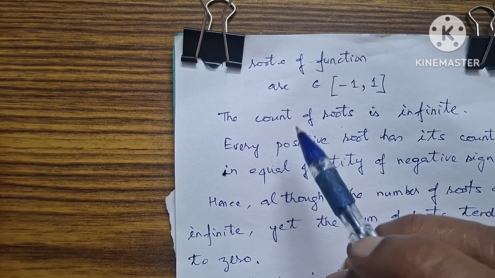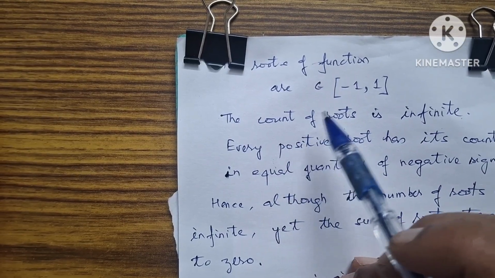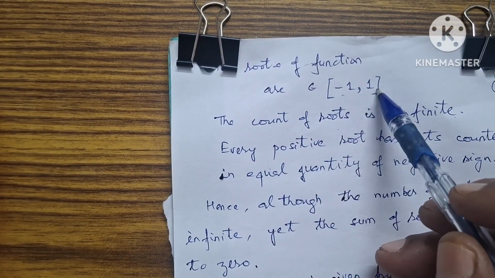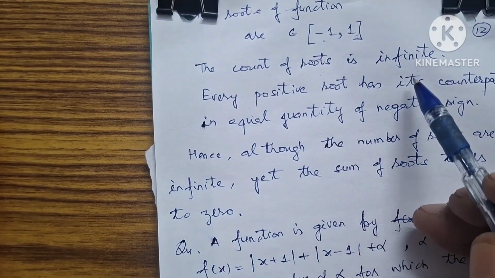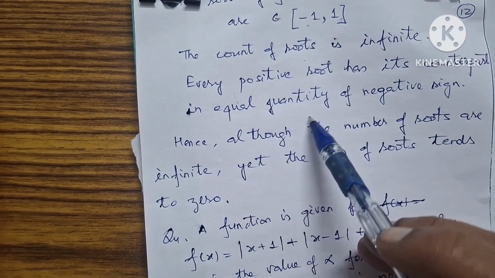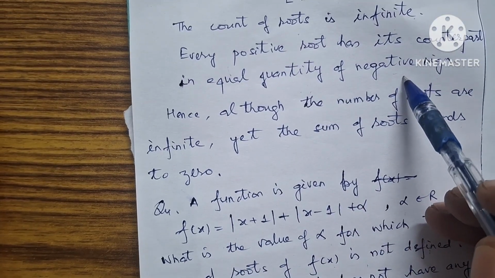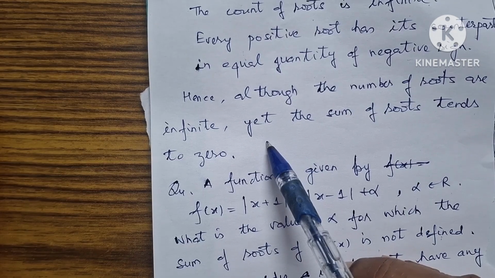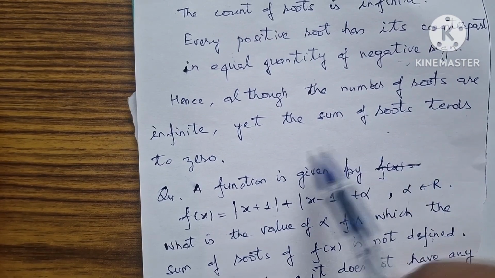The function has an infinite number of roots from minus 1 to 1. The count of roots is infinite. Every positive root has its counterpart in equal quantity of negative sign. Hence, although the number of roots is infinite, yet the sum of roots tends to 0.